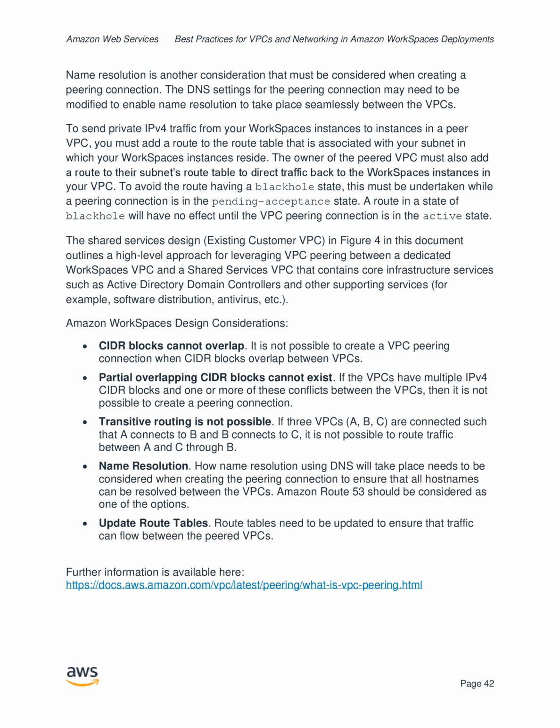Name resolution. How name resolution using DNS will take place needs to be considered when creating the peering connection to ensure that all host names can be resolved between the VPCs. Amazon Route 53 should be considered as one of the options. Update route tables. Route tables need to be updated to ensure that traffic can flow between the peered VPCs.